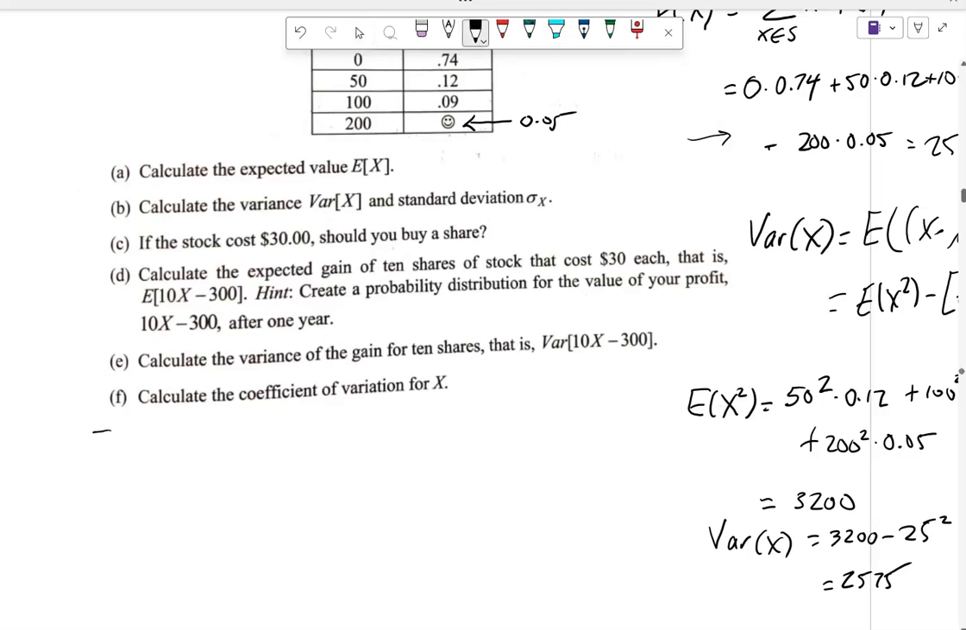But in any event, if I want to start with the expected value of 10x minus 300, how can we rewrite that? Good. I can break up the expected value over the difference. I can pull the 10 out of the front from the expected value of x. And then the expected value of a constant is just the constant, so I don't need an expected value on the end. So I get 10 times the expected value of x minus 300. You know what the expected value of x is. It's 25. We just found it, right?